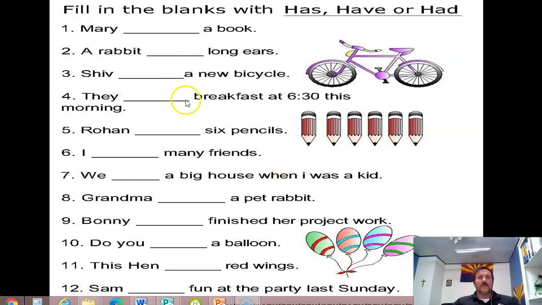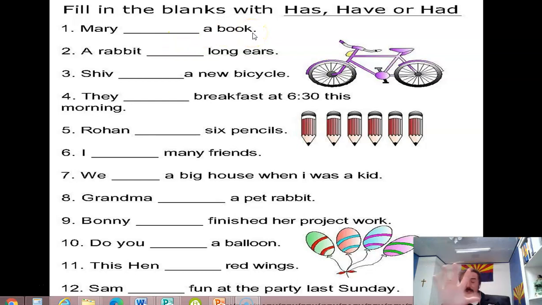So I want you to go through this, and don't worry about had. I want you to work with has or have. And I also want to explain why. So, look at number one. Mary blank a book. Mary blank a book.